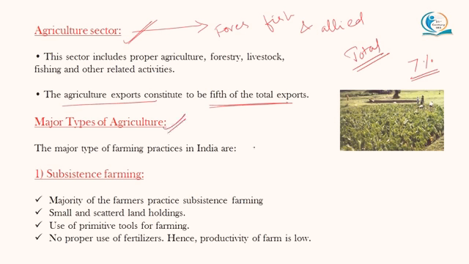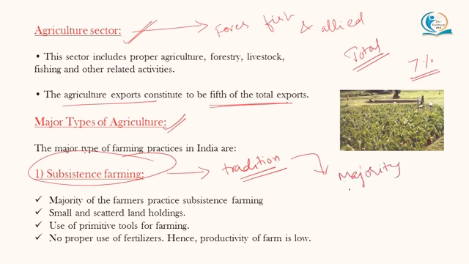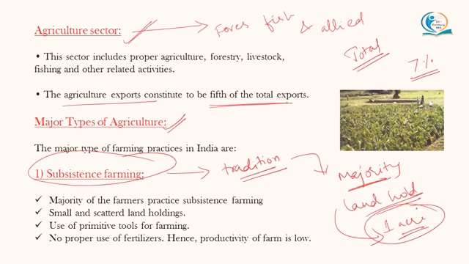The major types or farming practices in India are, first of its kind, subsistence farming. This is a conservative and traditional type of farming where the entire family is involved in cultivation of land. Majority of the farmers in India practice this subsistence type of agriculture. Here the land holding is very small. On an average, a person holds just 1 acre or 2 acres of land, while the entire family works hard for productivity of this small land holding.